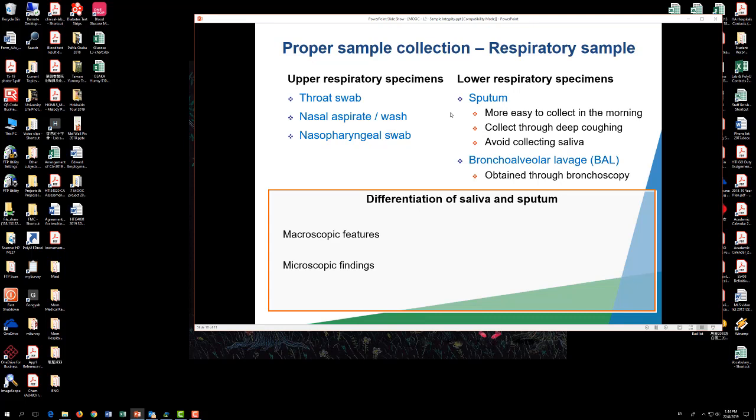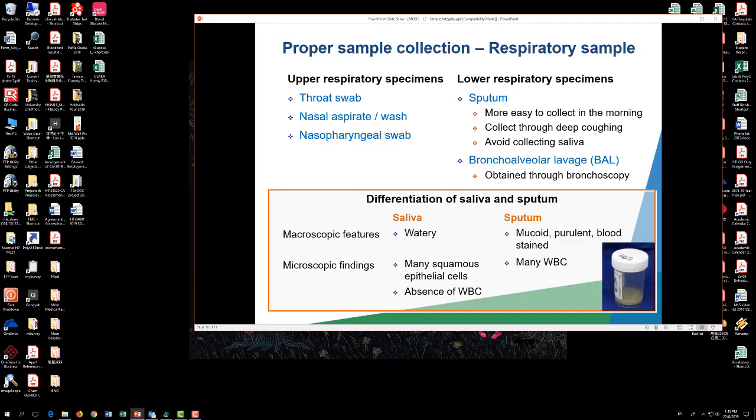When the laboratory receives the sputum sample, we will differentiate whether it is saliva or true sputum through macroscopic features. If it is saliva, it is watery. Under the microscope, we can see many squamous epithelial cells and the absence of white blood cells. But if it is true sputum, it should be mucoid, fluent, or blood-stained. Under the microscope, we can see many WBCs.